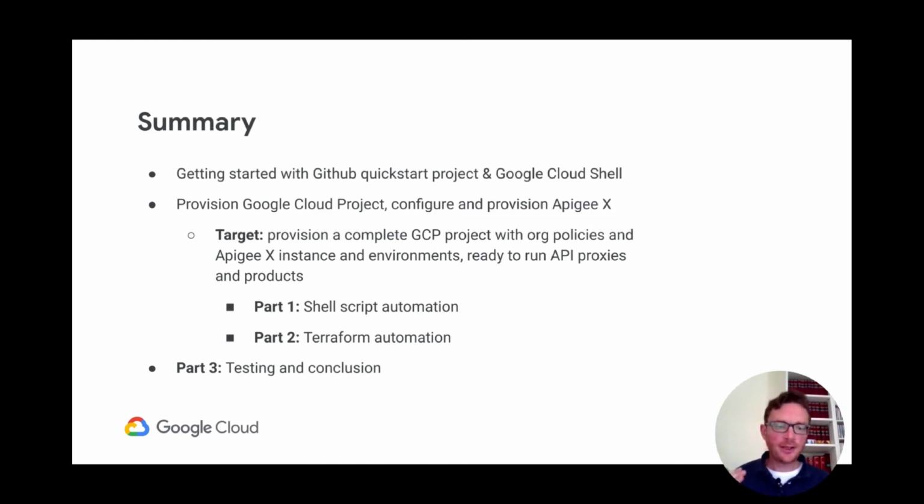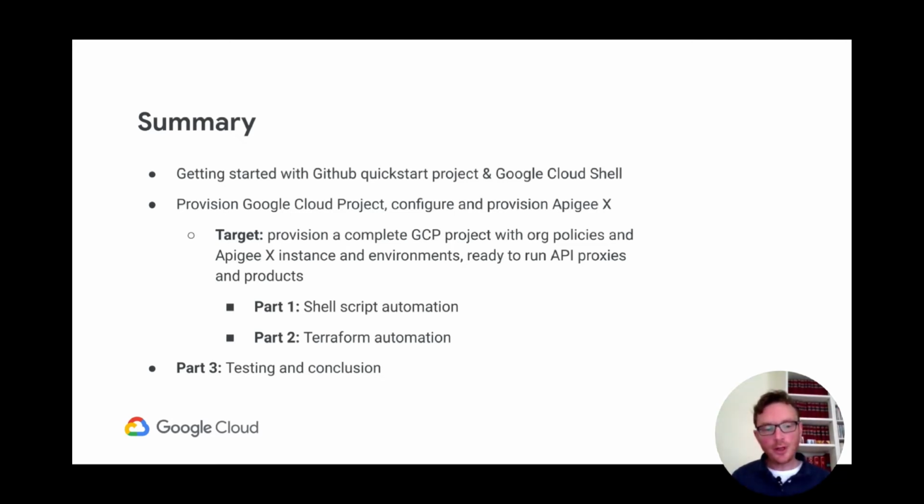After that, we're going to divide our journey into two parts. The first one is we're going to do the complete provisioning of the Google Cloud project, as well as org policies that we need, and Apigee X instance using shell scripts. So this is just using the gcloud CLI. Shell scripting, it's very powerful, but also a little bit more complex. But nevertheless, this is completely encapsulated, super easy. So that's going to be part one.